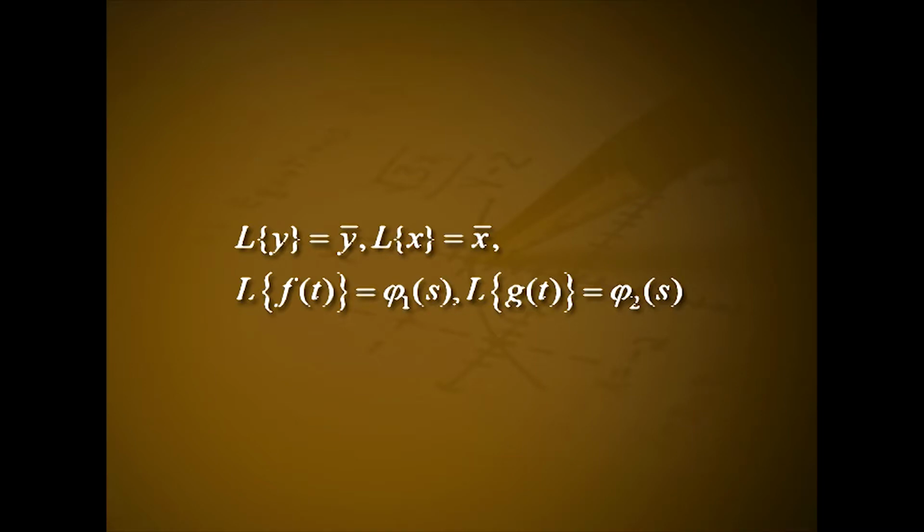To solve this, the following steps may be used. First one, take Laplace transforms of both the equations using the notations L of y is equal to y bar, L of x is equal to x bar, L of f of t is equal to phi 1 of s, L of g of t is equal to phi 2 of s. Second step, use the given initial conditions and obtain two equations in x bar and y bar. Third step, solve for x bar and y bar so as to obtain x bar is equal to f1 of s and y bar is equal to f2 of s. Fourth one, take inverse Laplace transforms and obtain the solution x of t and y of t.